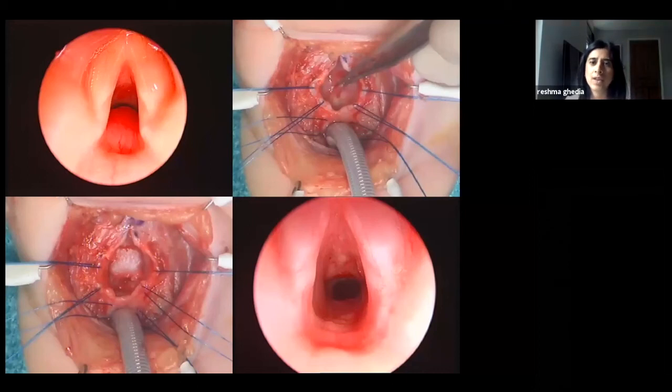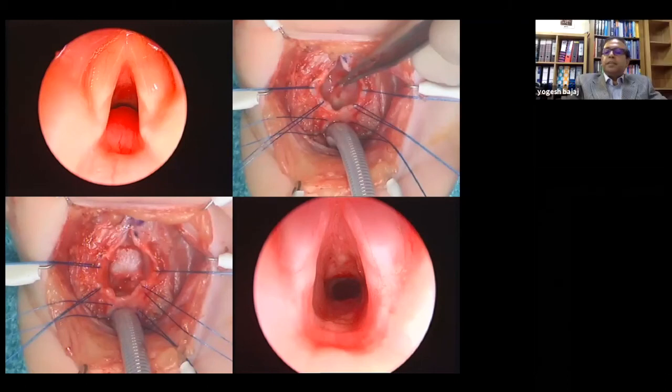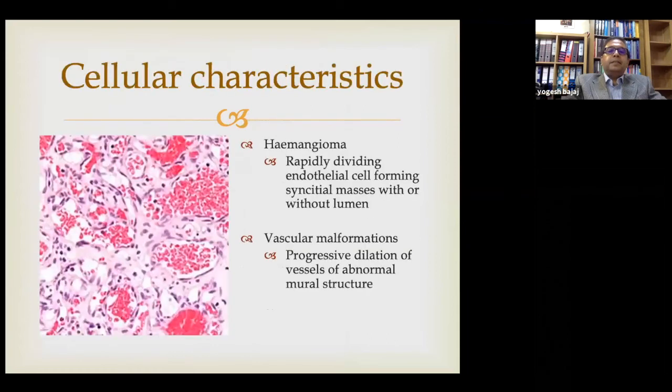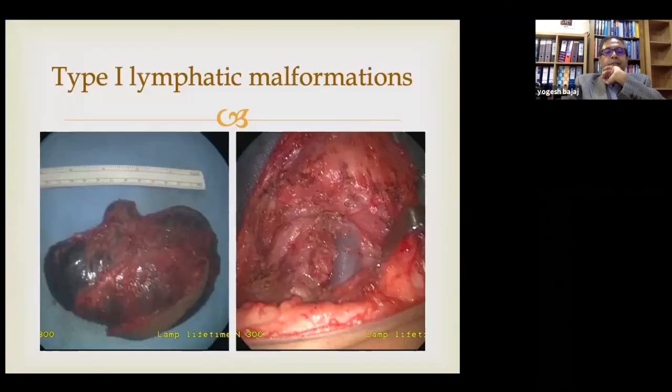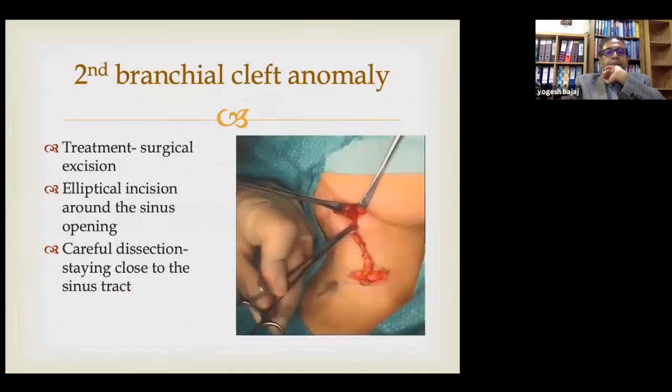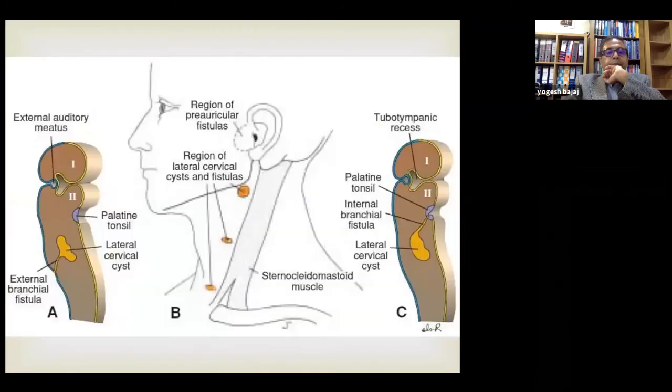Another question is, how can you differentiate between a first branchial cyst and a preauricular sinus? Oh, that's very easy. So the preauricular is literally this area, while the first arch ones are generally in this area, so around the earlobe and the angle of the mouth. So that's the difference. It's the location.